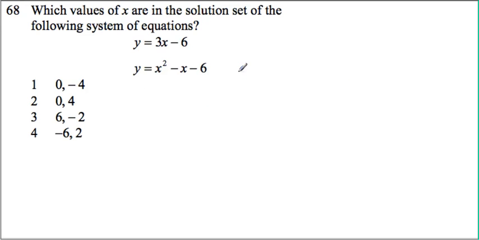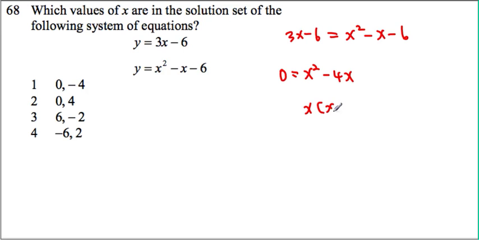Number 68. How do you find the values of x and y? Since both of them are solved for y, what we can say is 3x minus 6 must be equal to x squared minus x minus 6. Bring everything onto one side, we get 0 equals x squared minus 4x. Alright, that means by factoring x and then x minus 4.